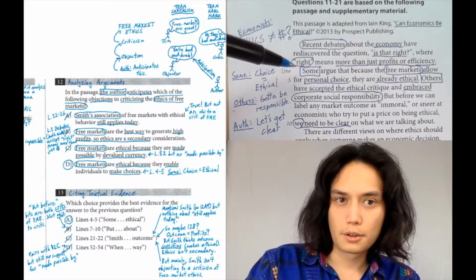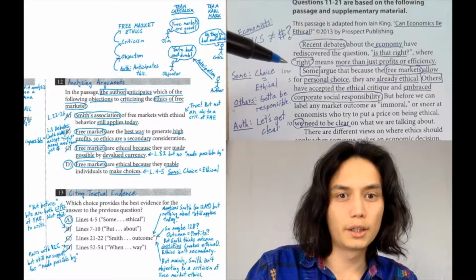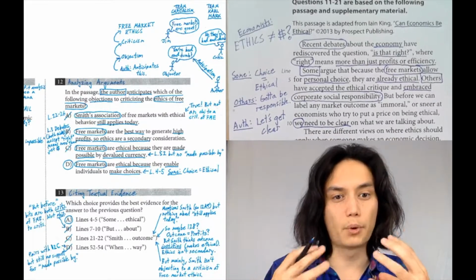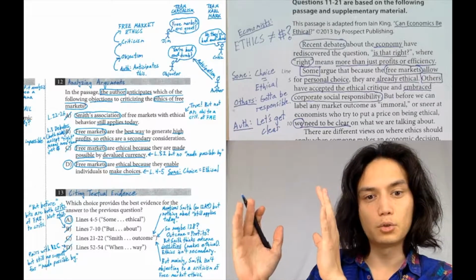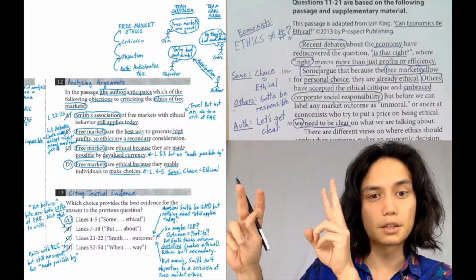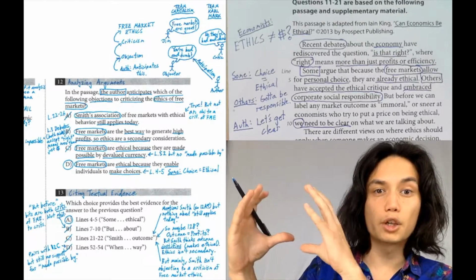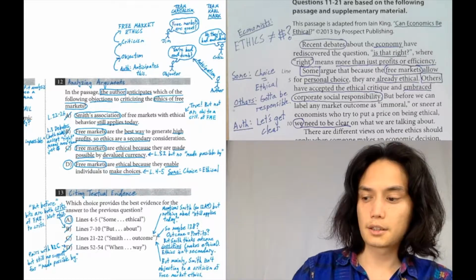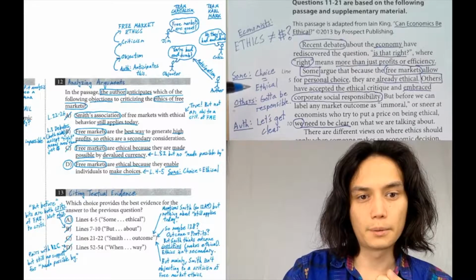Some argue that because the free markets allow for personal choice, they are already ethical. And here the note that I wrote is that there's a viewpoint here. It's not the author speaking. It's the author putting this view in somebody else's mouth, and this is the some people view. Some people say that the free markets are ethical because they allow for choice. In these some people's view, choice is what makes free markets already ethical.